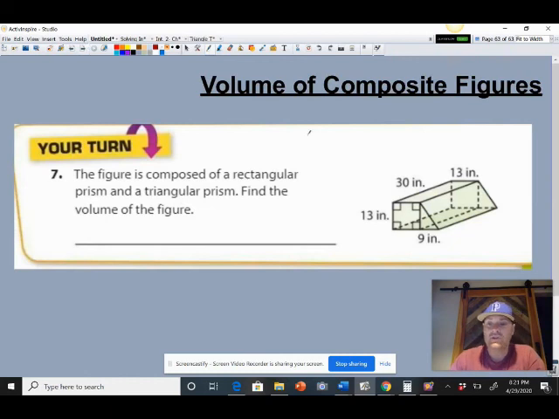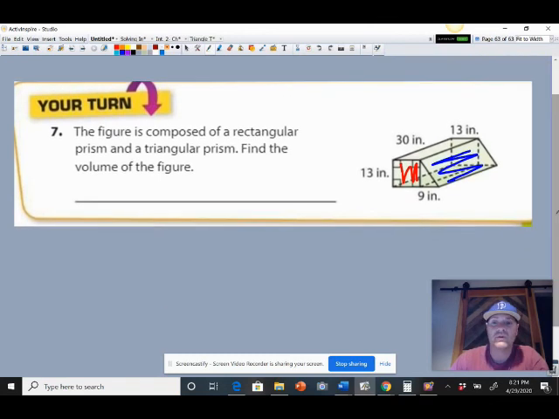This one is only 2 shapes. It is going to be this rectangular prism right there. And then we've got the triangular prism that's going to be here on the side right there. So we've got 2 different shapes. All we have to do is find the volume of each one of those shapes, and we should be good to go.